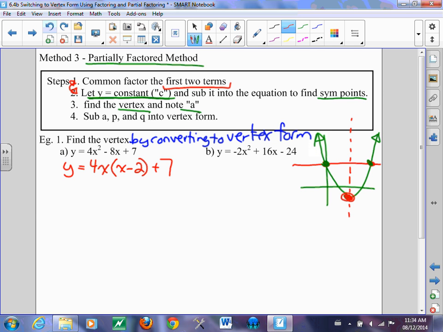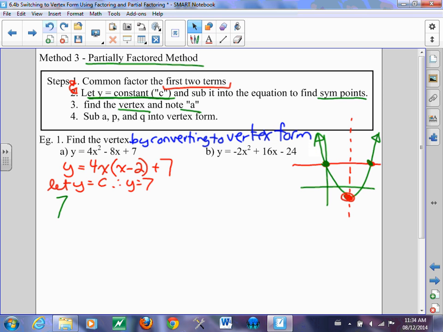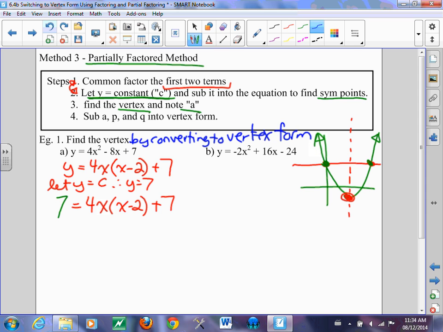Okay. Now, ladies and gentlemen, it says let y equal c. Therefore, we're going to let y equal 7. So wherever I see a y, I'm going to put a 7. So 7 equals 4x times (x minus 2) plus 7. Now, if we've got a 7 on the left side and a 7 on the right side, what do you think happens to those? Ha ha! They will cancel out. So if you bring this 7 over, it becomes negative to the other side. They're going to cancel each other out. Why do we do that? Because then we've got 0 equals our 2 factors.